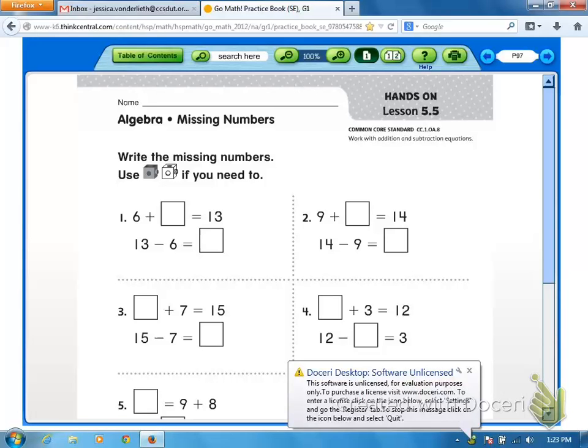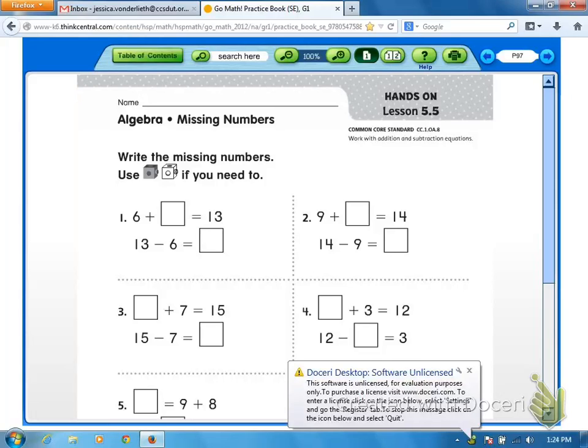For lesson 5.5, our objective today is to find the missing number, and the question we were trying to answer is, how can you use a related fact to find a missing number? And we learned that there are several different ways that we can solve problems. There's not just one strategy. We can use pictures, we can use count on, we can use an addition sentence to help us with a subtraction. There are several more that we talked about in class.